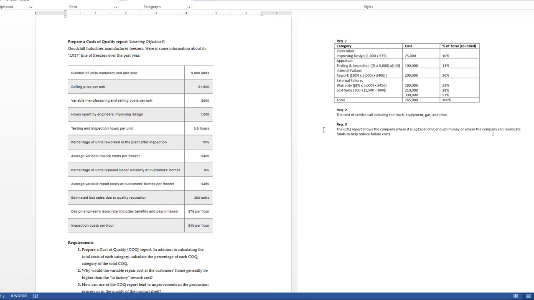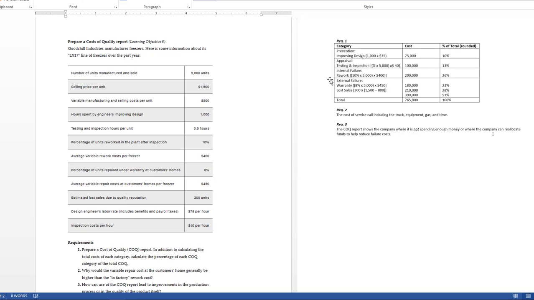Appraisal. Okay, so that's testing, inspection. So if we look over in our problem, we find that there was some testing and inspection done, and that's given in hours per unit. So they spent half an hour per unit testing and inspecting. So we have to know how many units there were. And the problem tells us right up here that there were 5,000 units manufactured and sold. So if we just multiply the 5,000 times half an hour for each unit inspected, that tells us the total amount of time, and then we need to know, well, what's the rate per time. So we're told here that the inspection costs per hour are $40 per hour. Okay, so 1/2 times 5,000 times $40 gives us cost of 100,000.